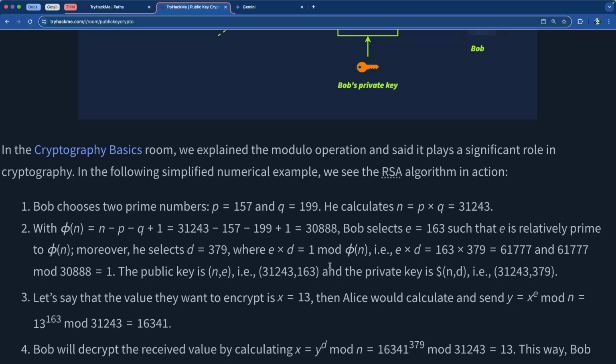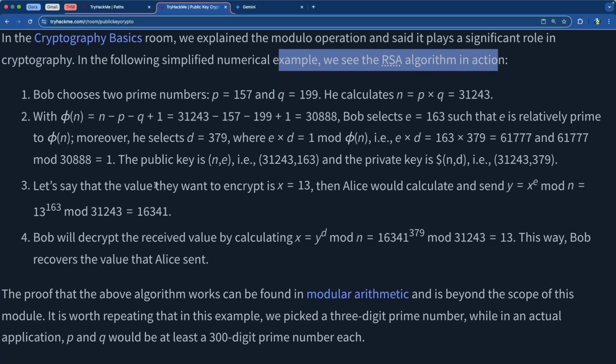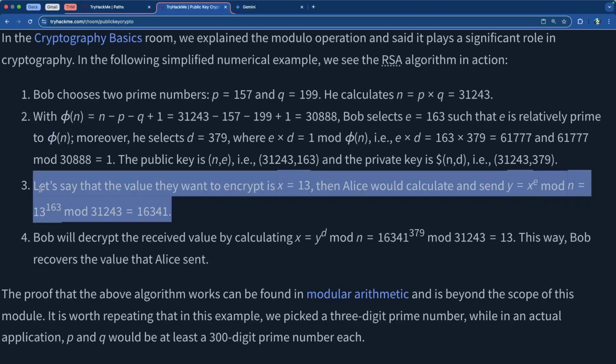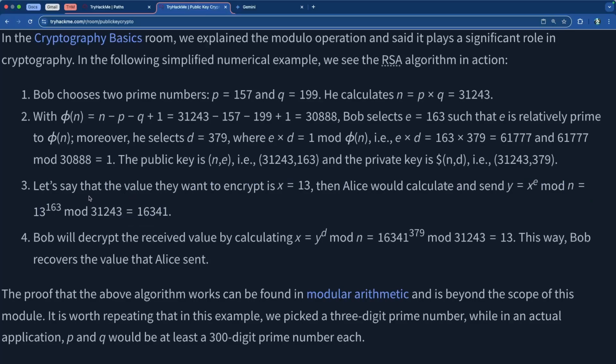It is complicated. I fully understand that it's complicated. We don't need to understand this. We're just going through an example of what the modulo operation can do to create the RSA algorithm and how that actually works. You do not need to understand this because I don't understand this, right? Just this symbol right here, I'm like, what? I've never even seen that before. So if you're a math genius and if you've taken advanced mathematics, please let me know because your boy here is limited. So let's say that the value they want to encrypt is x equals 13.